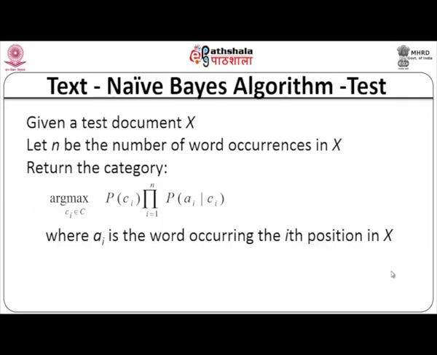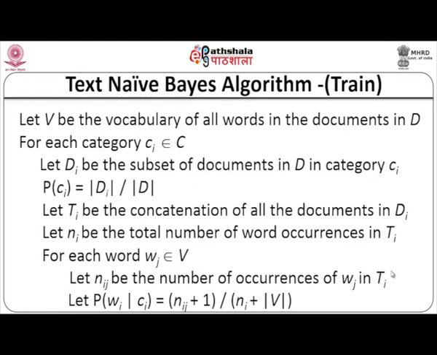So, given a text document X, where n is the number of word occurrences in X, return the category. What we are trying to do here is use the probability of Ci, the class prior probability, and the probability of the attributes given the class, where ai is the word occurring in the ith position in X. We will come back to this. Here we assume that we are talking about a position.